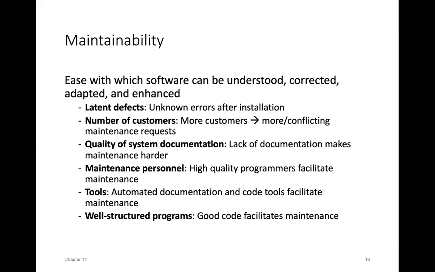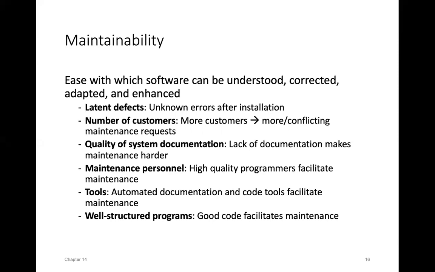Quality of system documentation. If you don't have very good documentation, it makes maintenance of your information system harder. The quality of your personnel, how good are your programmers? High quality programmers equals better quality maintenance. The tools, the documentation from an automation perspective and the coding tools, if you have those in place, that will facilitate maintenance as well, and the structure of your programs.